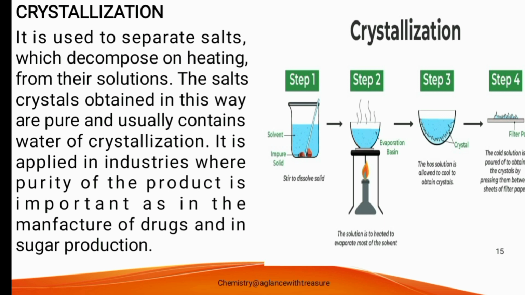Now let's look at the diagram. We have 4 steps here. The first one is to stir the impure solid so as to be dissolved in the solvent. Then after that, the solution is heated to evaporate most of the solvent. Now the next step is the solution is allowed to cool to obtain crystals. Then the last step is the cold solution is poured off to obtain the crystals by pressing them between sheets of filter paper.